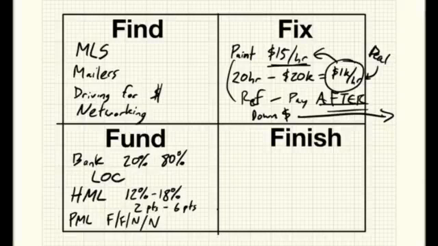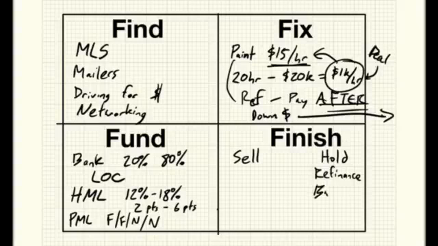And so finally, finish. Finish means either you're going to sell the property or you're going to hold the property. And if you're holding the property, you're going to need to refinance. And in order to refinance, you're going to need a bank to refinance you. That's one of the main ways to do it, bank. So you want to start developing a relationship with the bank and understand what criteria they have for the different loans that they have. Or if you're going to sell, make sure you get a real estate agent to do it.